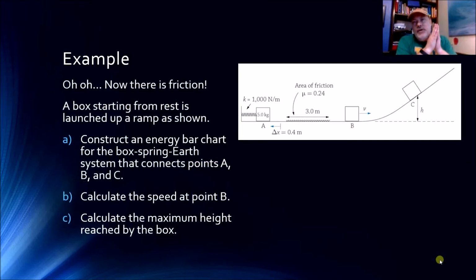Uh-oh, now we have friction. The box is still starting from rest and launched up the ramp. Okay, how does this change your energy bar chart? And how does it change our answers?